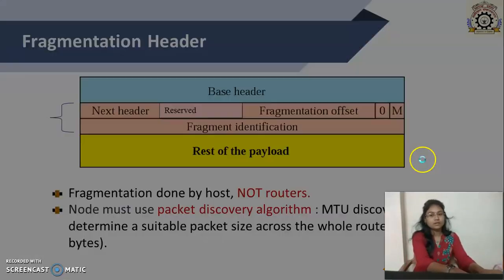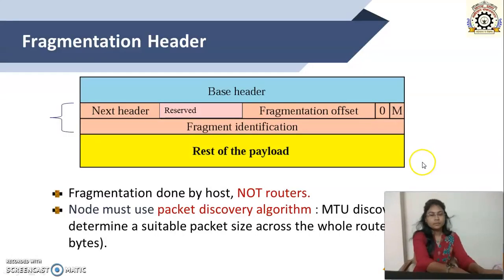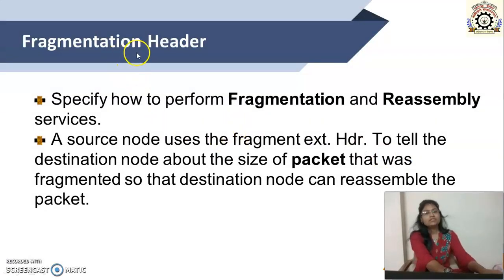This is the basic header format of the fragmentation header. The fragmentation header is used to specify how to perform the fragmentation and reassembly. Obviously, fragmentation means breaking the main packet into small packets, that is, fragments, and reassembly means to collect all these fragmented packets and reassemble them to again create the main packet.